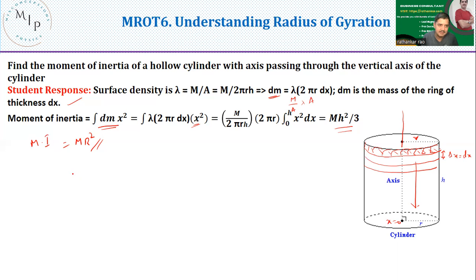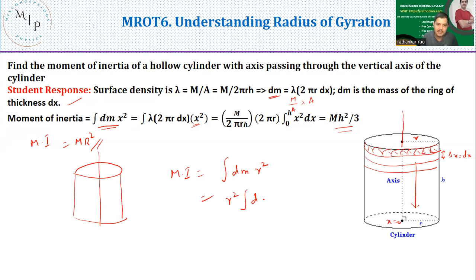This is my cylinder, then this is the axis, then I should have written moment of inertia is equal to integral of dm into r square. Now r is a constant, so I will take r square out of the integral of dm. Now what is dm? Mass of the ring here, mass of the ring here, mass of the ring here, and so on. So I will consider one ring, and then if I add up all these masses, I will get the total mass M.